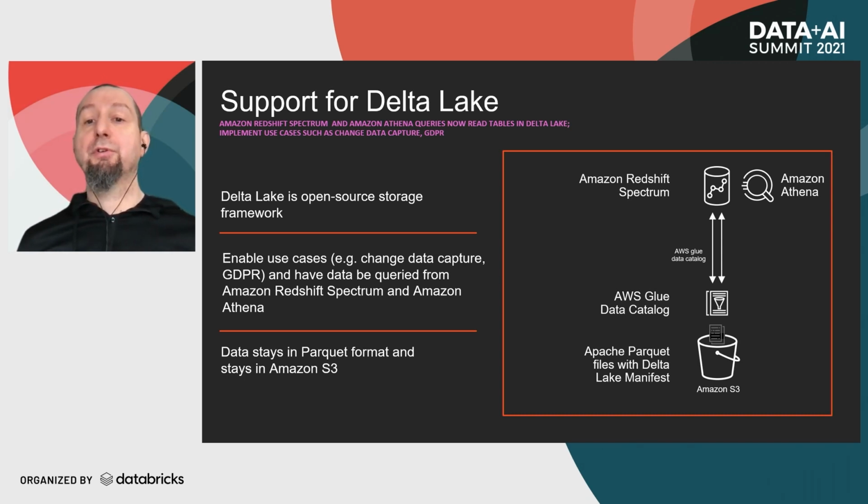Currently, Amazon Redshift and Athena both support Delta Lake format. In this particular example, data is stored on S3. There's a manifest generated, and Amazon Redshift Spectrum and Athena can read this manifest. They get the manifest location from Glue Catalog. That's where the metadata is stored.